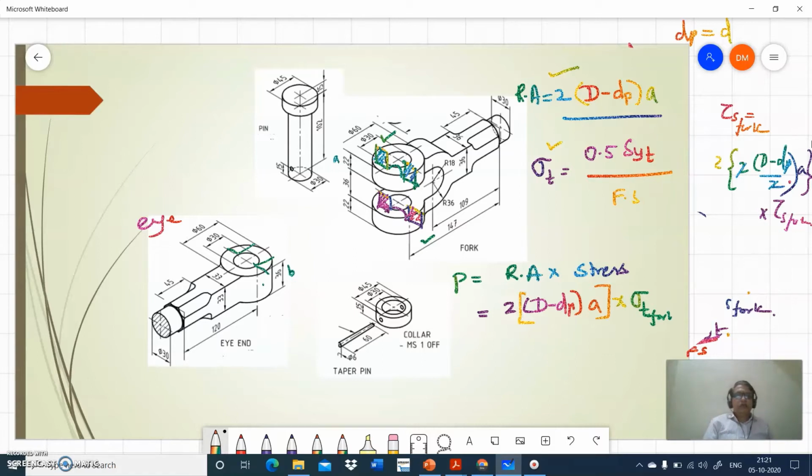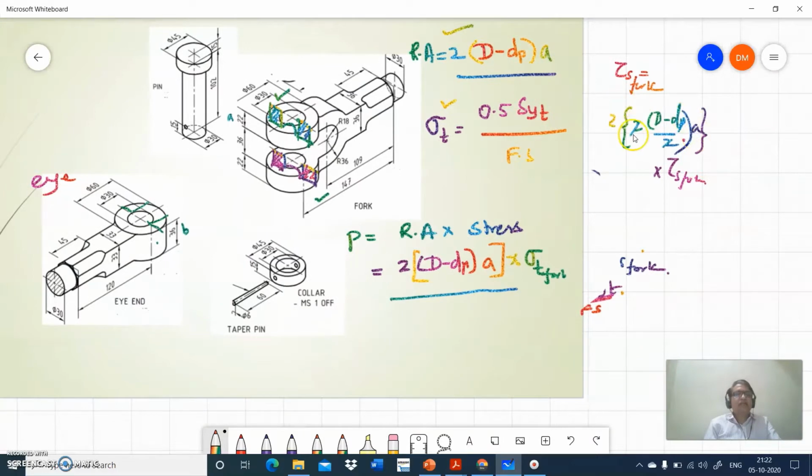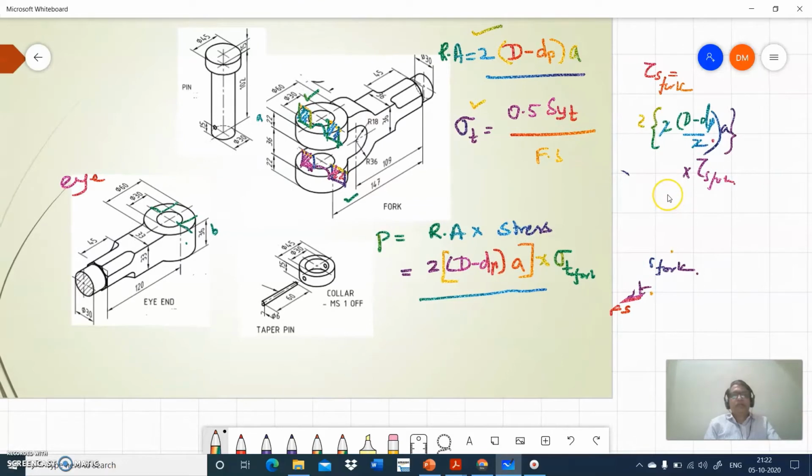Okay, this is based on tensile failure. Again, the shear also has the same equation. In the shear, we have got the same equation. You just see here, this 2 and 2 get cancelled out, and again you will get the same area. So if I consider this as a shear failure of the fork, again you will get the same areas. That is twice of (D minus dP) into A into tau s.